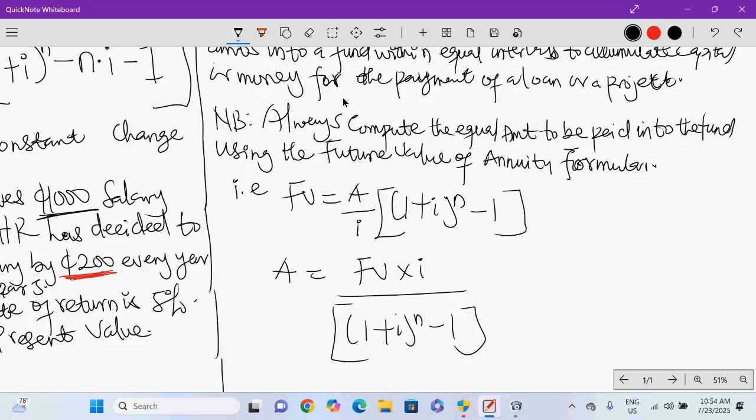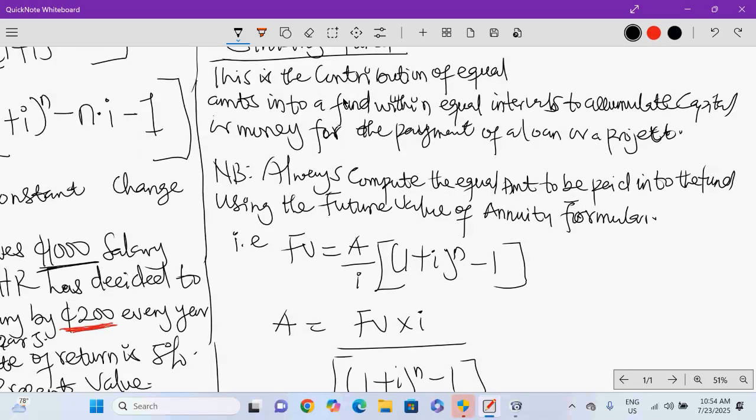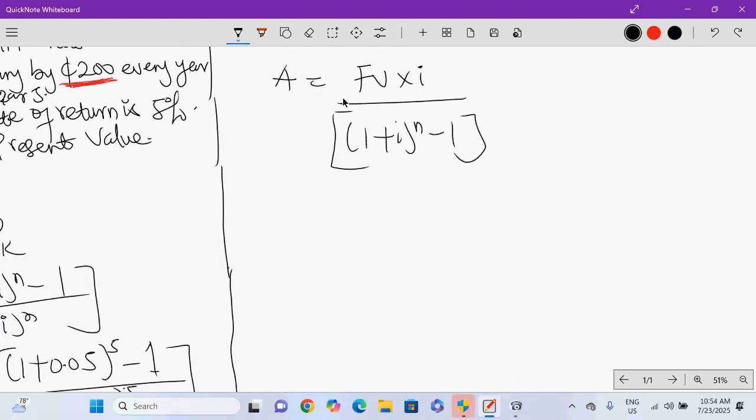But that's the equal amount you'll be paying into the fund. So you want to know the equal amount you'll be paying into the fund to be able to accumulate the amount that you need at a future date, right? The amount that you need at a future date. So let's take an example.